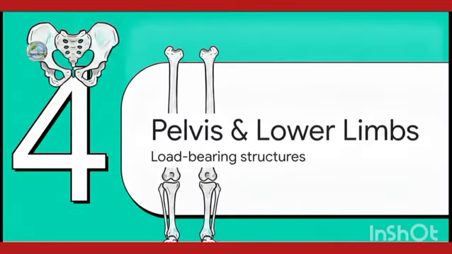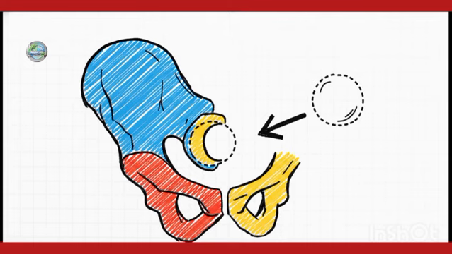Section 4. Pelvis and lower limbs. Let's take our anatomical elevator much further down to the foundation of the body. We're looking at the heavy-duty load-bearing structures now, starting with the pelvis.